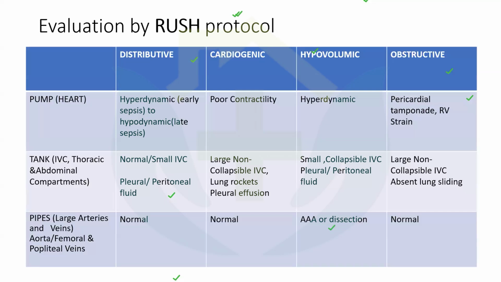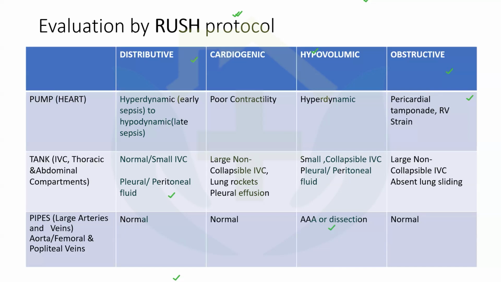Pump, tank, and pipe. Pump failure happens in cardiogenic shock and obstructive shock. So poor contractility, pericardial tamponade, all these things are mainly pump failure. In distributive shock, like septic shock, the heart could be hyperdynamic or hypodynamic depending on the stage of the sepsis. In hypovolemic shock, usually the heart will be hyperdynamic. Then the tank, that is IVC, thoracic and abdominal components.